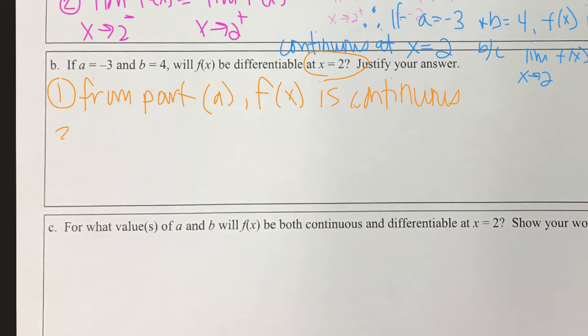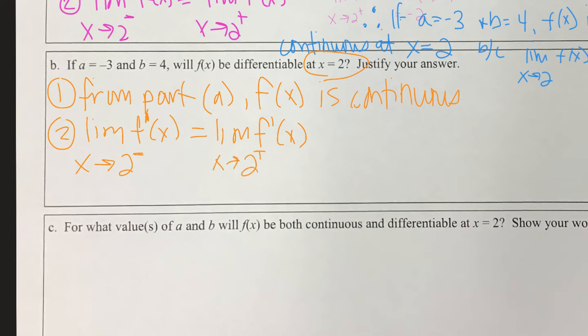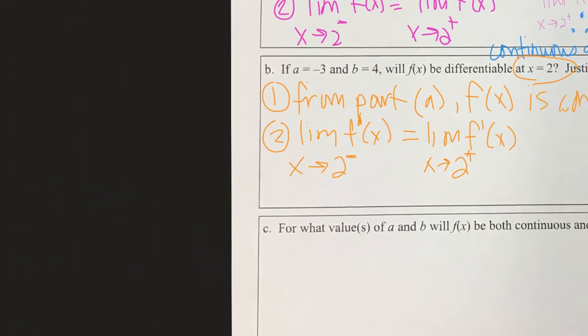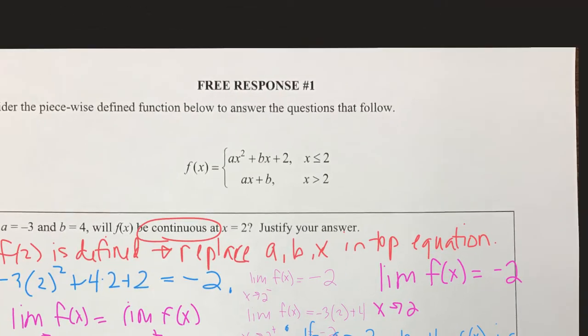And then the second part that we need to show is the limit of our derivative from the left is equal to the limit of our derivative from the right. For differentiability, we're talking about the derivatives, so we need to show the limits of the derivatives are the same also. If they are, it is differentiable, and if not, it is not differentiable. So let's go back and take the derivative of our f of x up here.